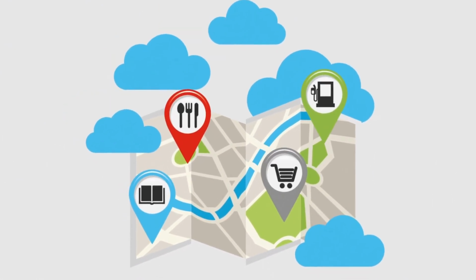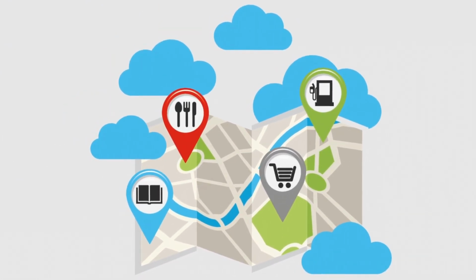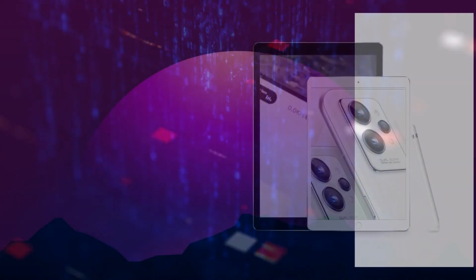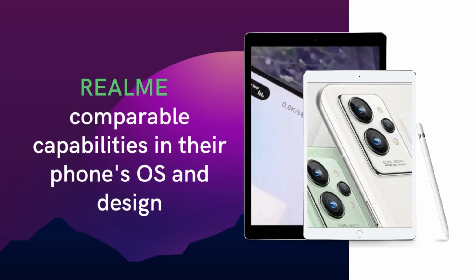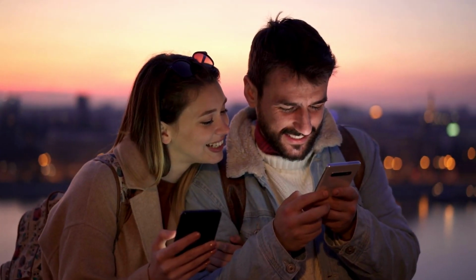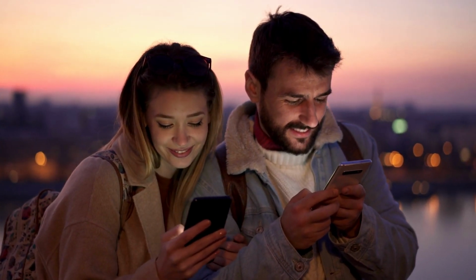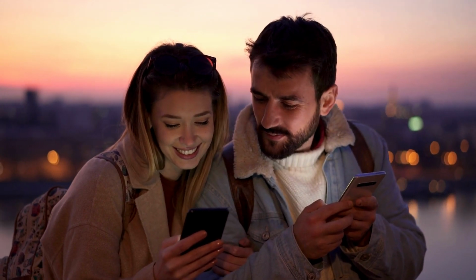map directions. When the Google Pixel 8 was announced alongside Android 14, many people expected it to include a feature similar to Apple's Dynamic Island. While manufacturers such as Realme have implemented comparable capabilities in their phone's OS and design, Android users may still experience Dynamic Island through third-party apps such as Dynamic Spot.